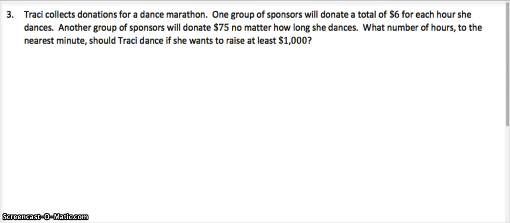Tracy collects donations for a dance marathon. One group of sponsors will donate a total of $6 for each hour she dances. Another group of sponsors will donate $75 no matter how long she dances. What number of hours to the nearest minute should Tracy dance if she wants to raise at least $1,000? First step is to write your inequality and then come back and check your work.